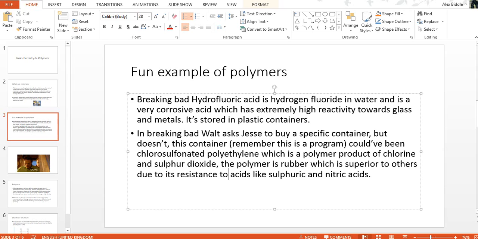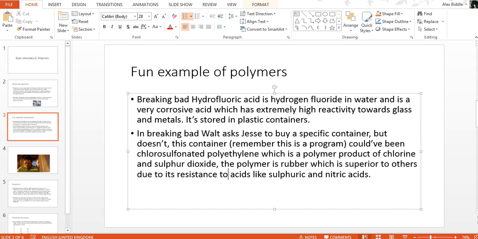So what I'm saying is that polymers can be used. The majority of them are plastics or rubbers or anything like that. They're used to contain acids because the bonds between the molecules are so strong that acid can't get through them. And one example of this is chlorosulfonated polyethylene. I just thought I'd show that example.